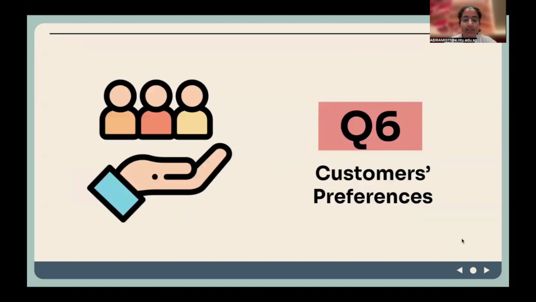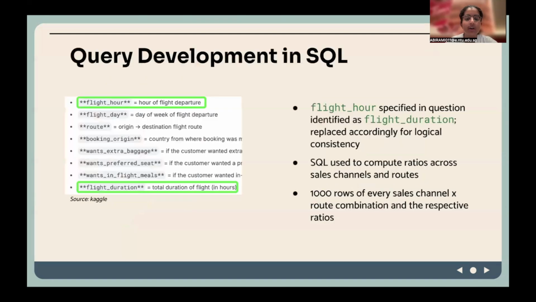The aim of question 6 was to explore potential correlations between flight duration, length of stay, and passenger preferences, like extra baggage, in-flight meals, and seat selection. So question 6 asks for the ratios of some variables with average flight hour. The column flight hour, as initially specified, was identified as representing the flight's departure time rather than its duration.